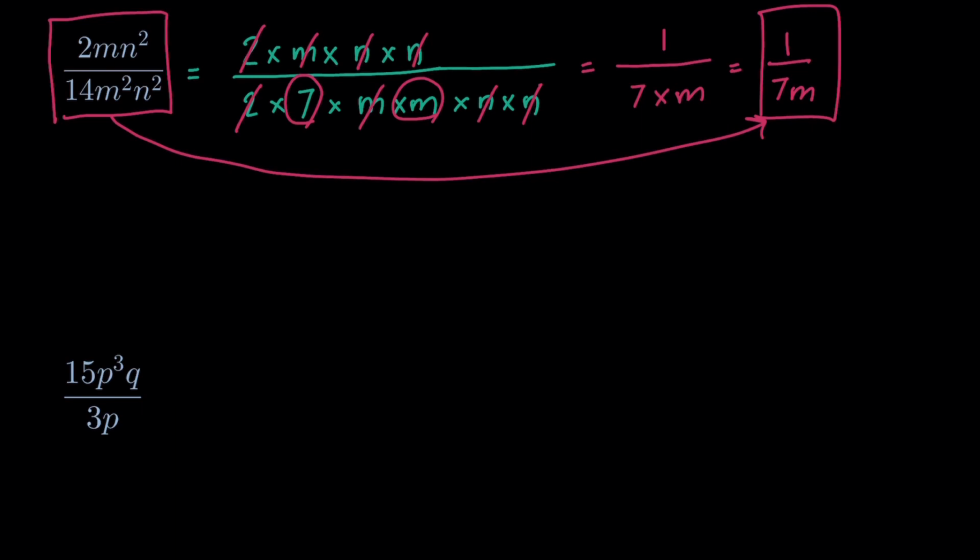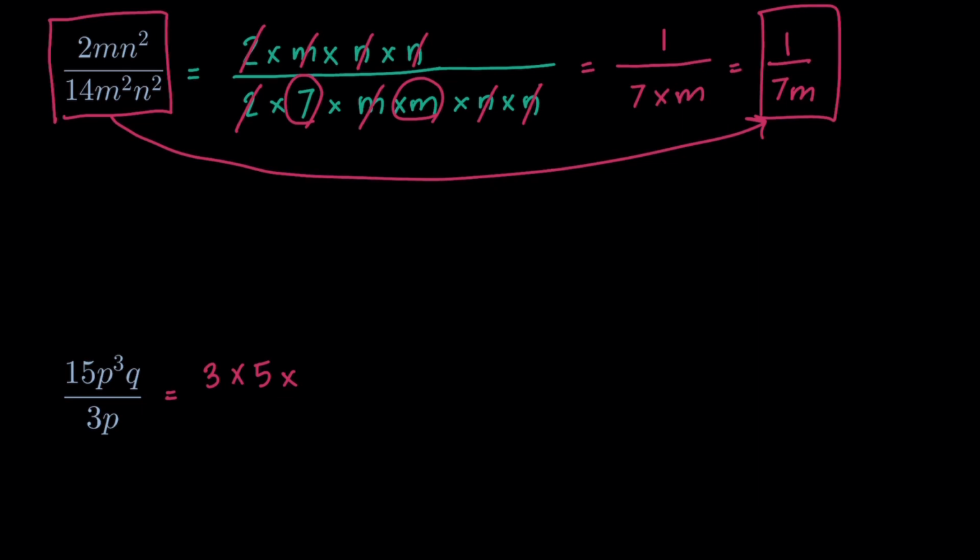And this is the last question. We have 15p cubed q over 3p. Now, we know that there is a 3 on the bottom, and so we will look at the 15 and go, can 3 times something give me 15? And we know that the answer is yes. 3 times 5 will give me 15. So I'm going to write 15 as 3 times 5 so that I can cancel out my 3's.